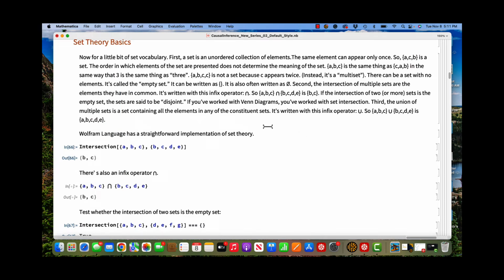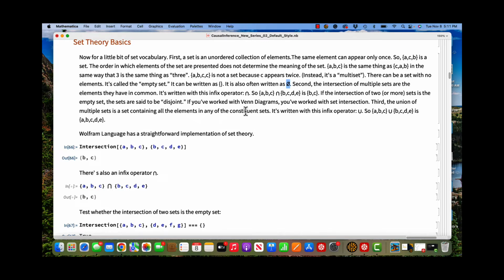Let's do set theory in 2 minutes. The idea of a set is an unordered collection of items. So the set ABC is the same as CAB because we don't care about the order. ABCC is not a set because the element C appears twice. It's sometimes called a multiset, but it's not a set. You should also know there's something called the empty set, which has no elements. It's sometimes written as an empty list. It's sometimes written as this O with a diagonal line through it.